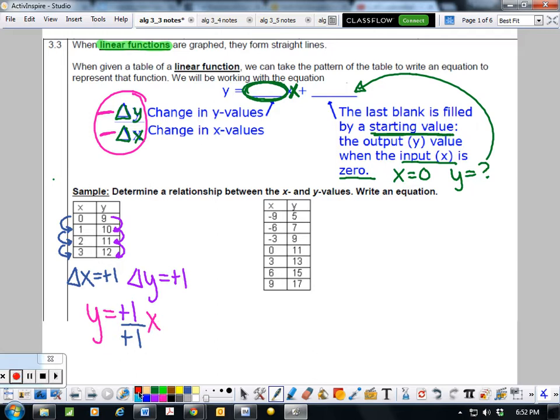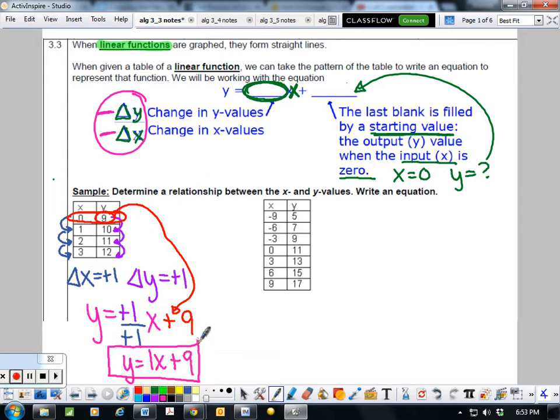Then I have to look back at my graph, and I want to know where my starting value is. So I'm looking at where x is 0. And where x is 0, I have a y value of 9, and that's going to go right here. And so now I'm just going to write this nicer. So this simplifies. 1 over 1 is really 1. So my equation is y equals 1x plus 9. And that's it. So we'll look at the next problem.